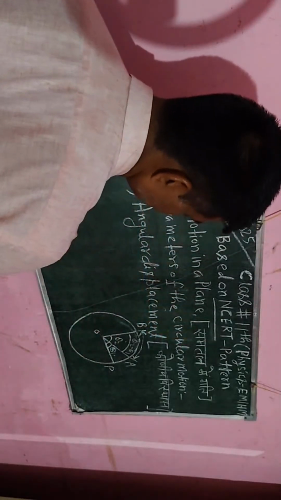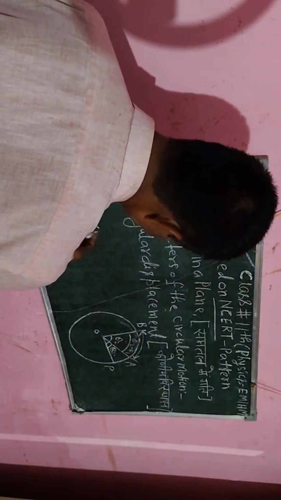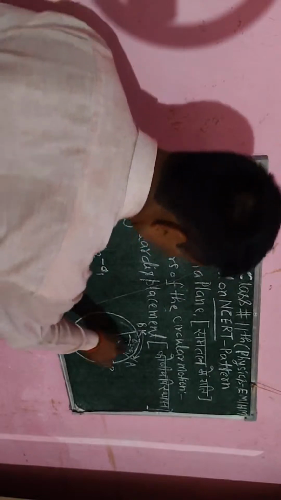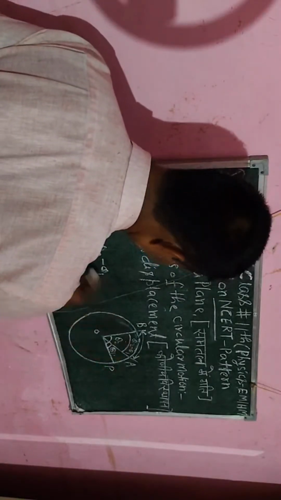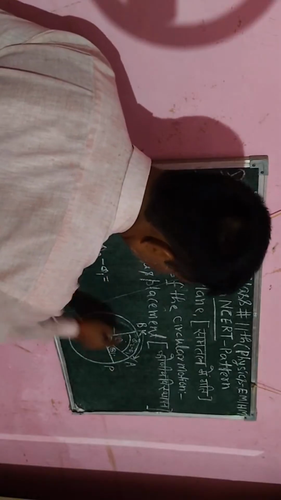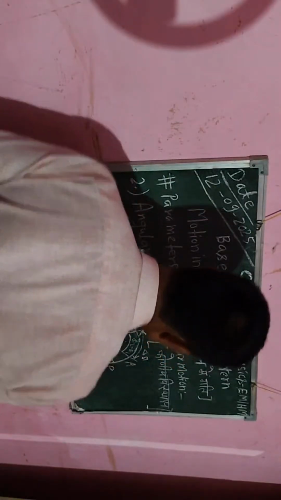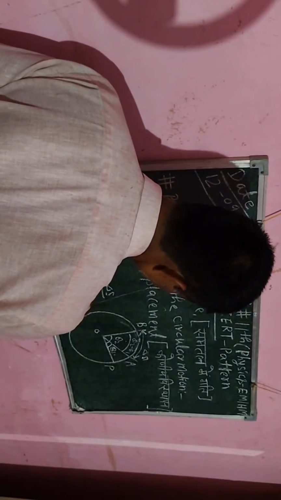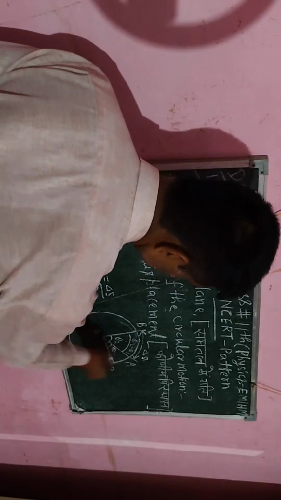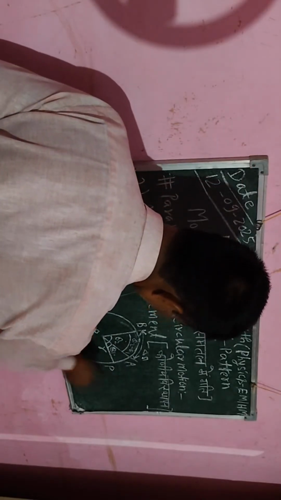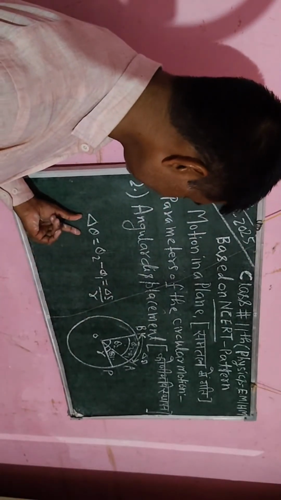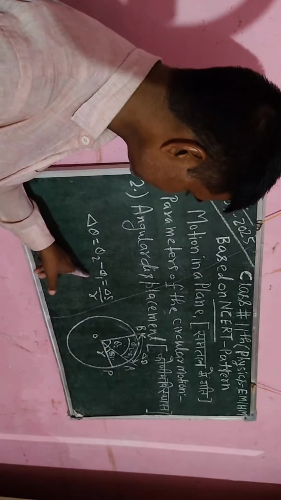So angular displacement is written as delta theta, which is equal to theta 2 minus theta 1. Theta 2 minus theta 1, that is delta theta. And if this is the displacement, I will say this will be displacement in x, delta s divided by radius. This is the radius, OR is the radius R. So angular displacement is delta theta, equal to theta 2 minus theta 1.